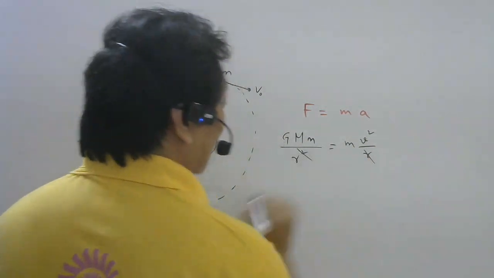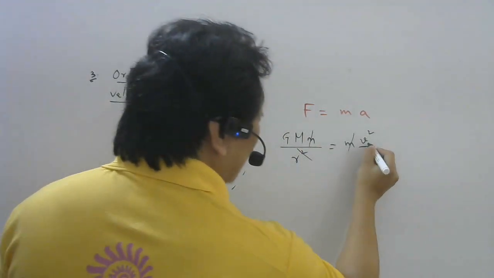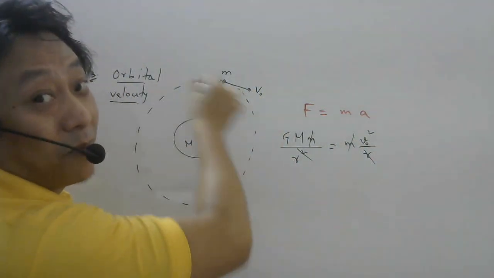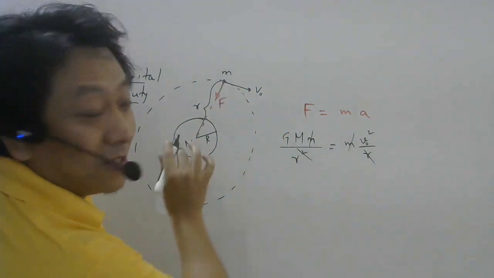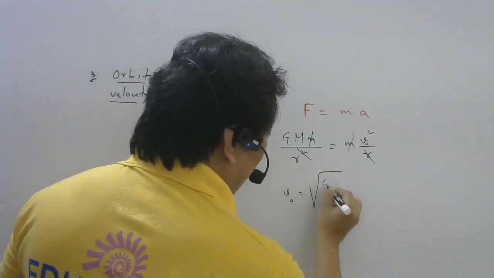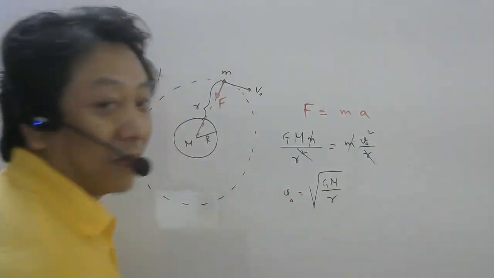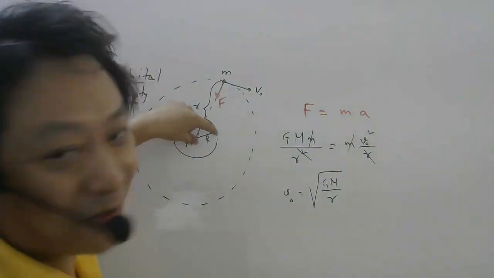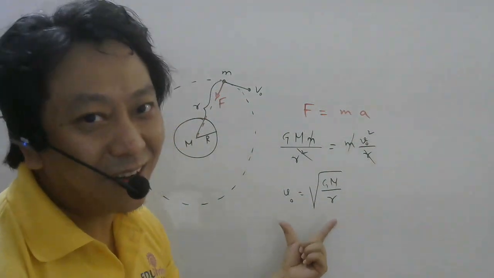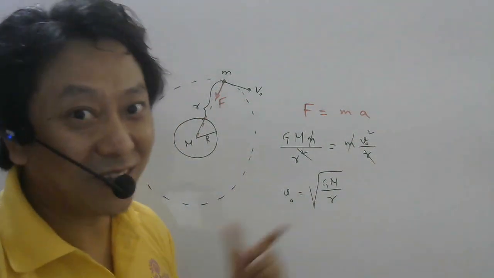So one radius gets cancelled, m gets cancelled. So the velocity with which the satellite orbits the planet, here in this case Earth, that velocity, orbital velocity, is root over GM by r. Where r, remember, is not the radius of Earth, it is the radius of the orbit. So this formula is also very standard. Every JEE student should be knowing this, right?